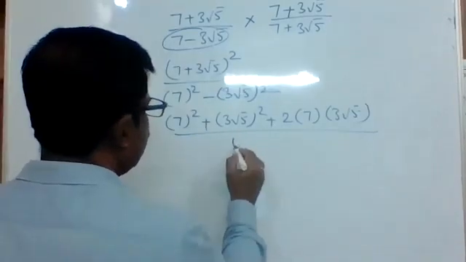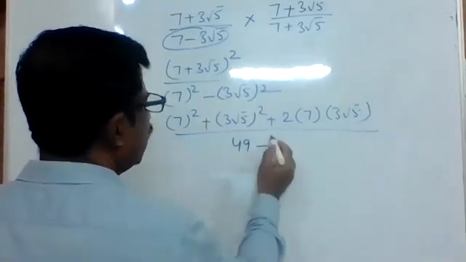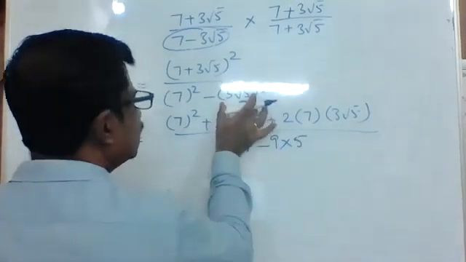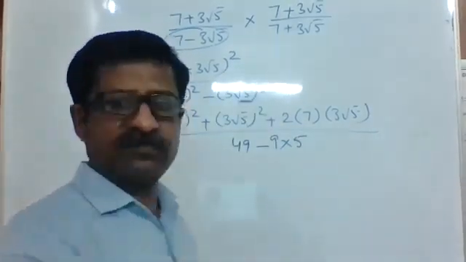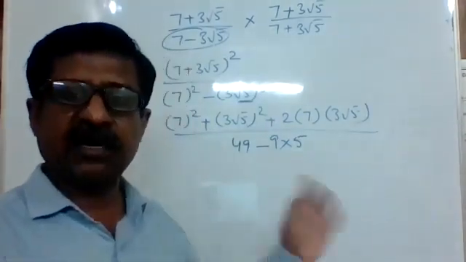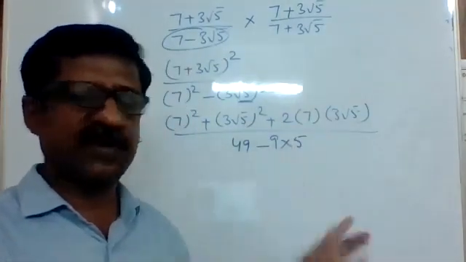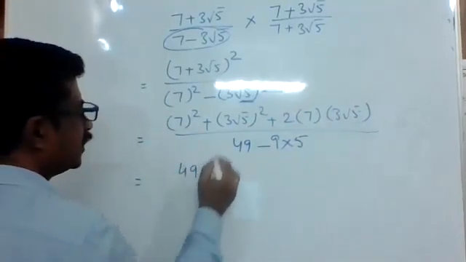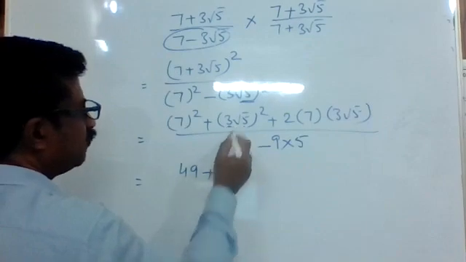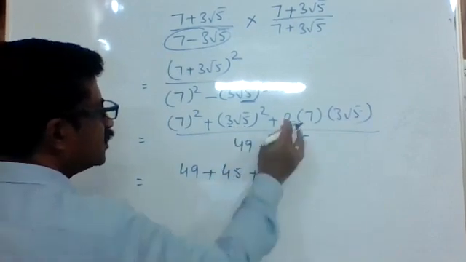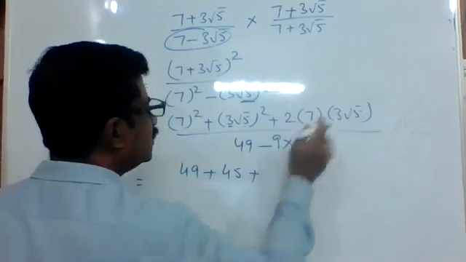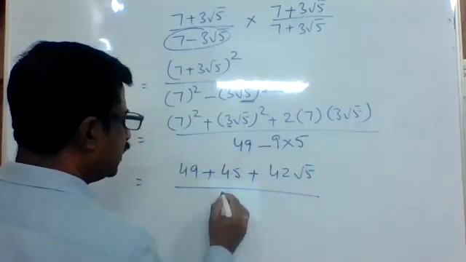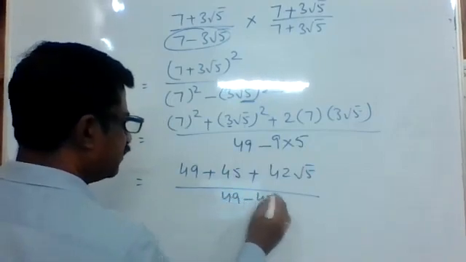7 square is 49. 3 square is 9 into root 5 whole square is 5. When you multiply 3 root 5 two times, square of 3 we used to get 9 and square root of 5 whole square is 5. 9 into 5, 45. 7 square is 49. 3 square is 9 into 5, 45. Plus 2 sevens are 14, 3s are 42 root 5, upon 49 minus 45.